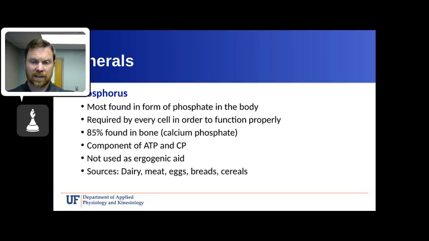Even though it is a component of ATP and creatine phosphate, consumption of phosphorus above the RDA does not lead to increased amounts of either molecule in skeletal muscles, and intakes above the RDA are not warranted for athletic performance. Phosphorus is a common component of food and can be found in dairy products, meats, eggs, breads, and cereals.